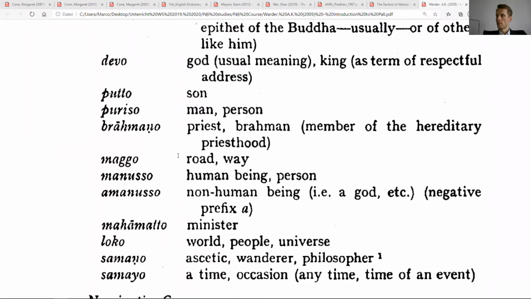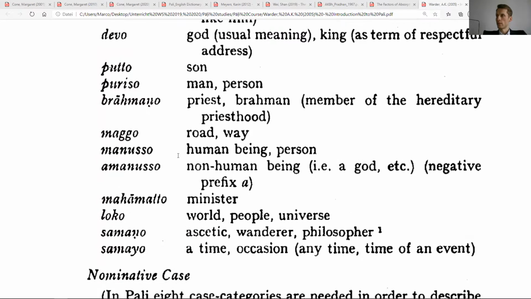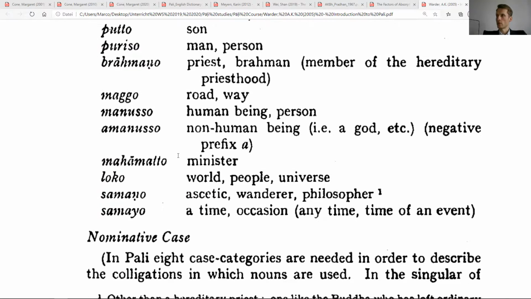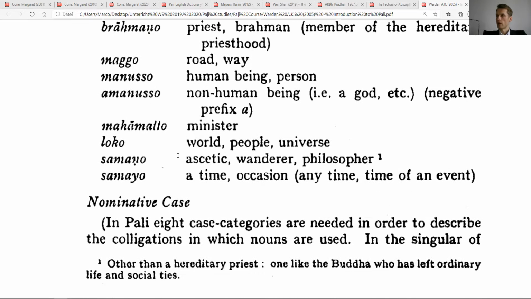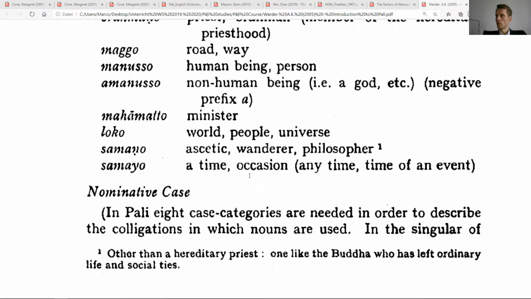Puriso, man, person. Brahmano, priest, Brahman. Maggo, road, way. Manusso, human being, person. Amanusso, non-human being. Mahamatto, minister. Loko, world, people, or universe. Samano, ascetic wanderer, philosopher. Samayo, a time or occasion.